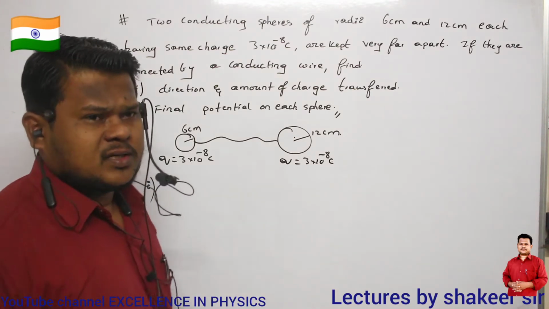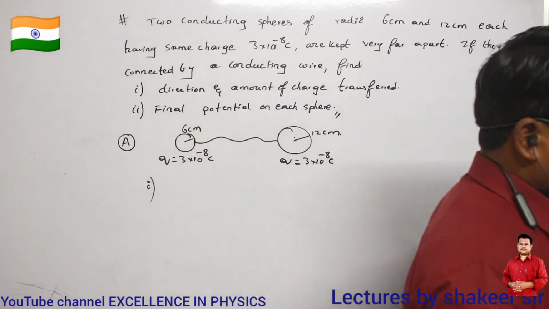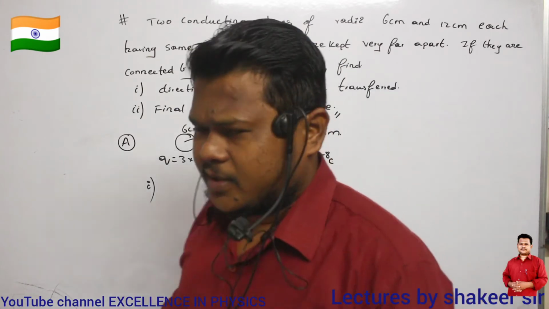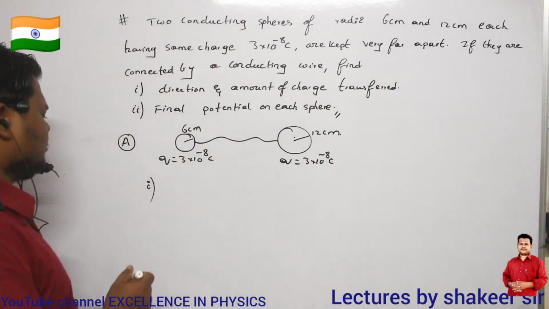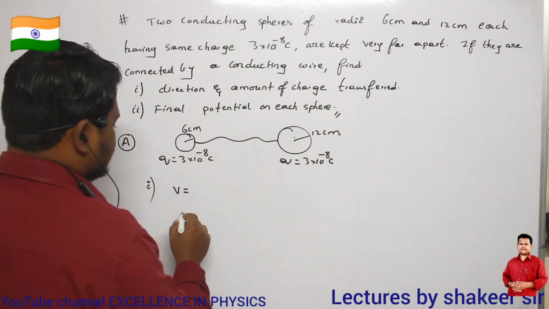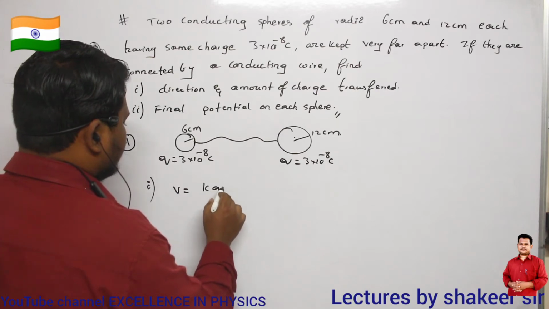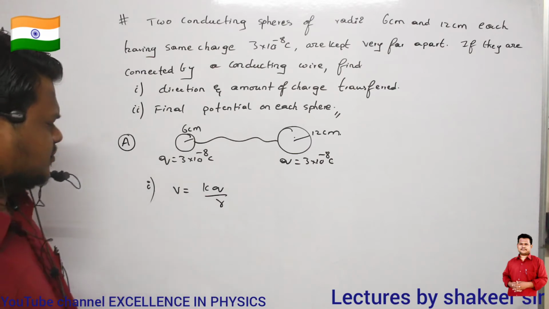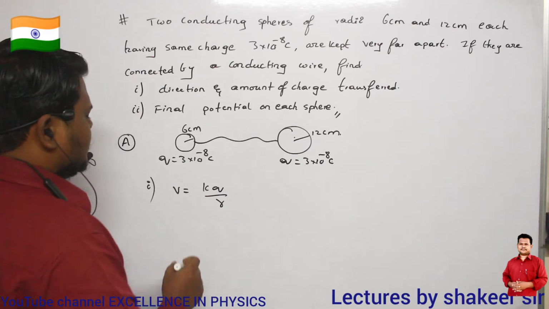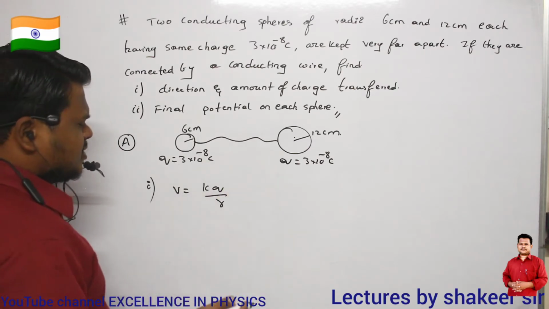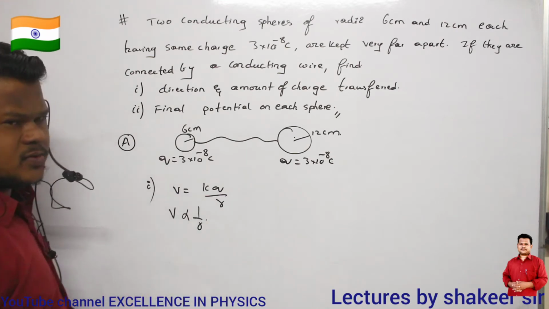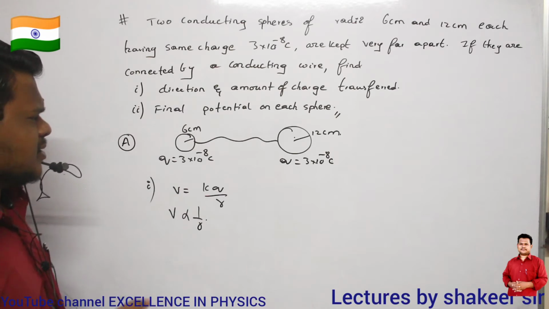So charge always transfers from a higher potential body to a lower potential body. That's all. So which one is at a higher potential? First of all, how can I calculate potential? Potential is equal to KQ divided by R. This is the equation for the potential of a charged sphere. The charge present on both spheres is the same, so potential is inversely proportional to radius. So whichever body has a lesser radius has greater potential.